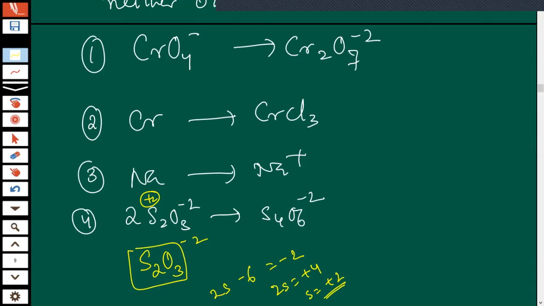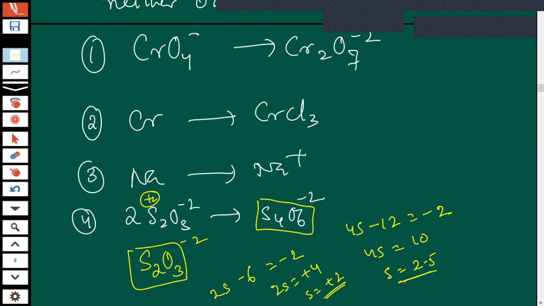Here also, in S4O6, 4 sulfur with 6 oxygens minus 12 is equal to minus 2. So 4 sulfur is equal to 10, S is equal to 2.5, that is 5 by 2. There is oxidation, so it is not our answer.